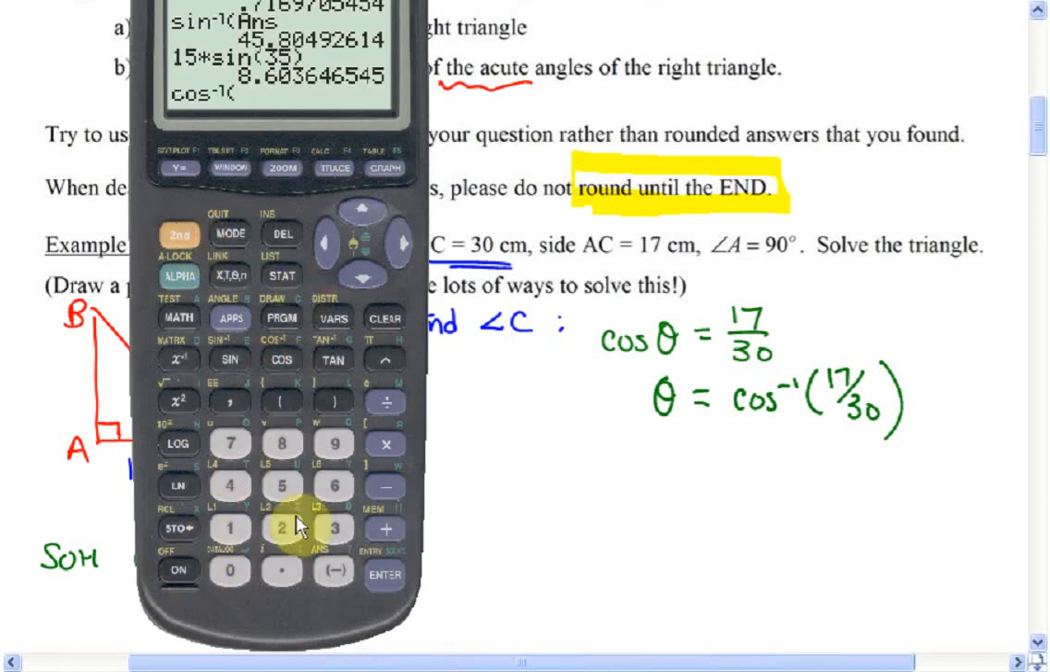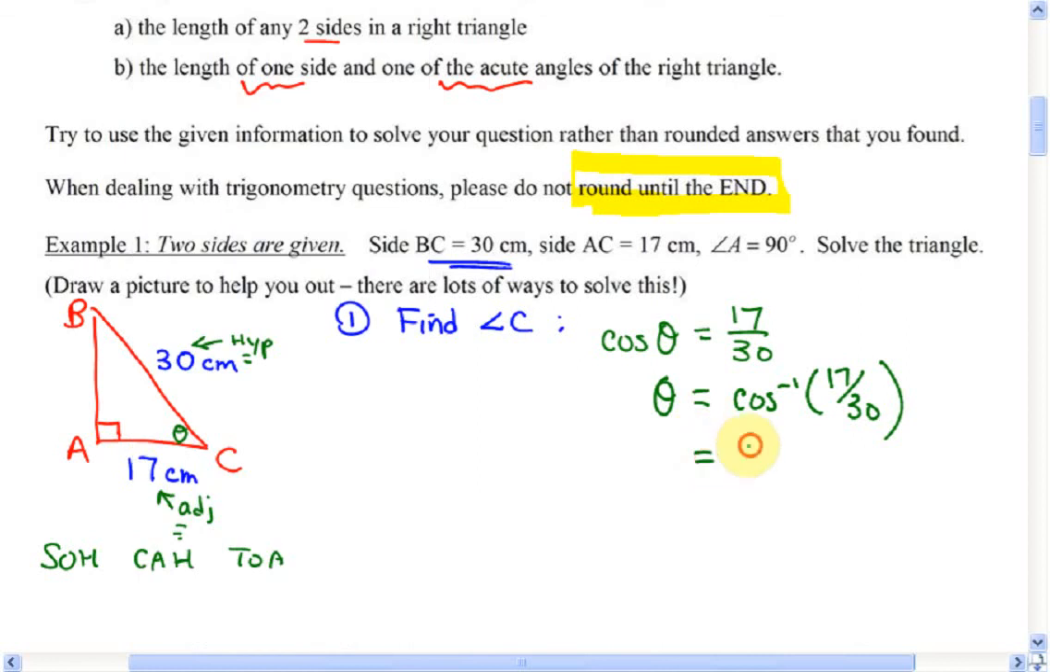And please go ahead now and find the angle. Second function cosine, 17 over 30, and I'll say it's 55.48. Okay. And once again, I'm not going to round too much yet, but I'm going to say 55.48 degrees. And that's the angle C, right? This is angle C. Good. But we're not done. We've got to find everything else. What's the next thing you'd like to try to find here?